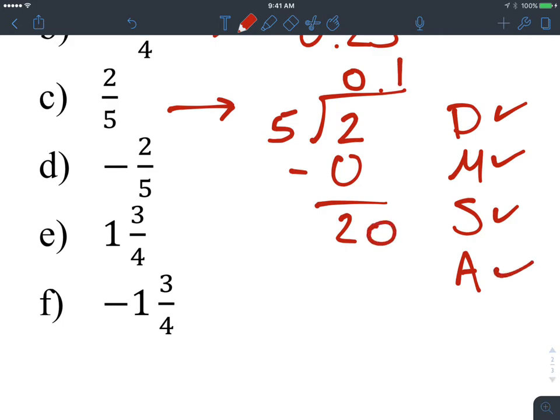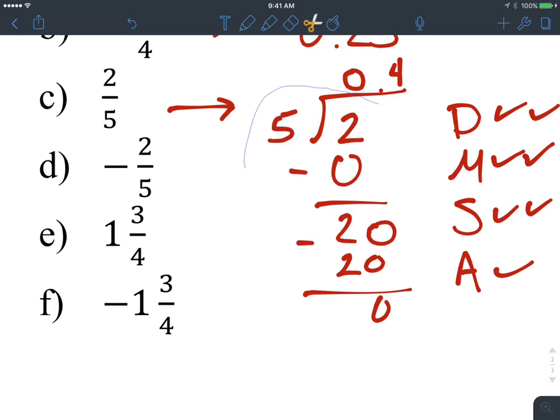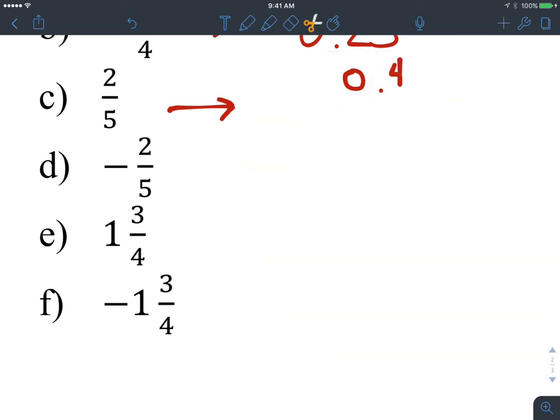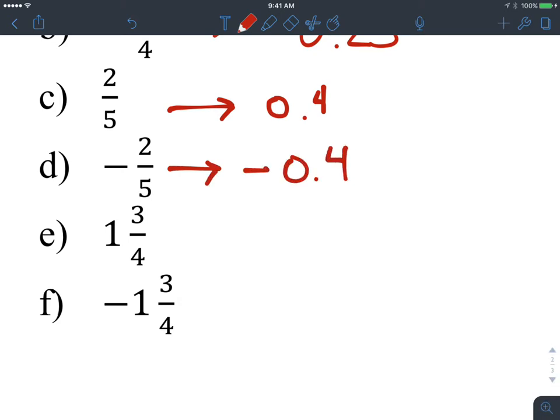5 goes into 20 4 times. We're starting from the top. We multiply 5 times 4, which gives us 20. 20 minus 20 is 0. We got a 0 as a remainder, so we are done. So 2 over 5 as a decimal is going to equal 0 and 4 tenths. And that means that negative 2 over 5 is going to equal negative 0 and 4 tenths, because it's the same thing, just negative.